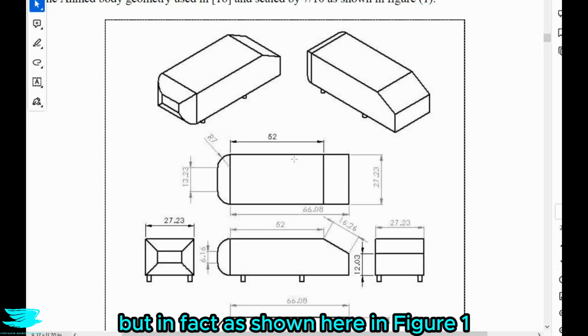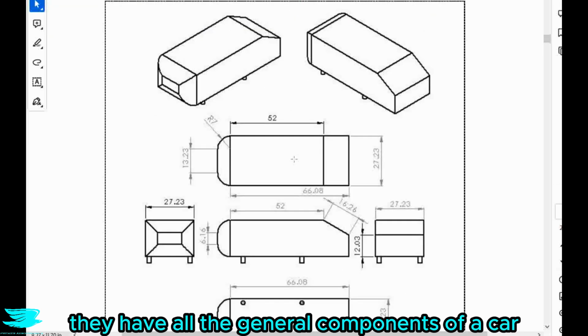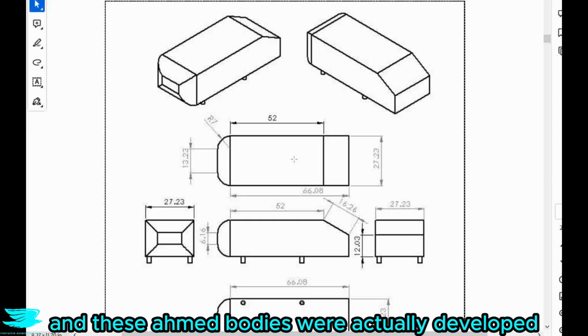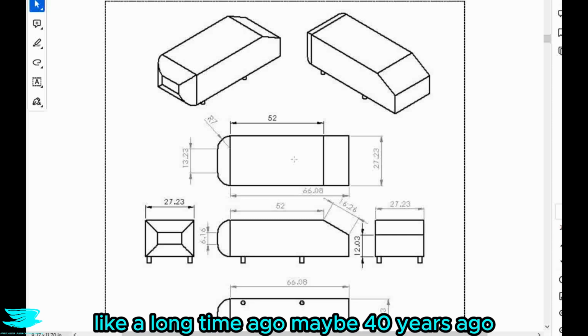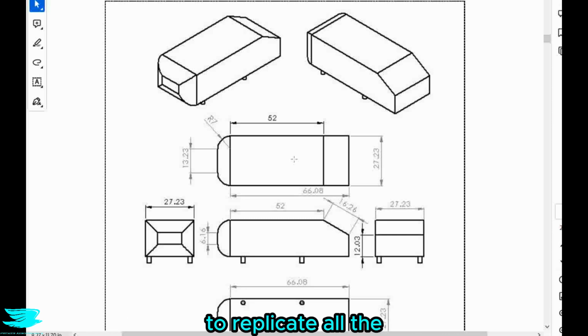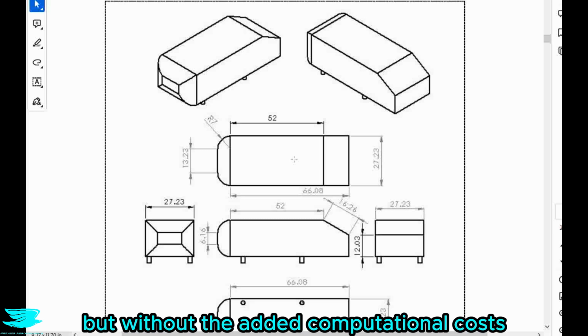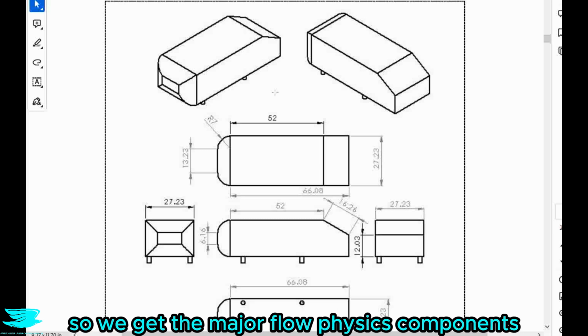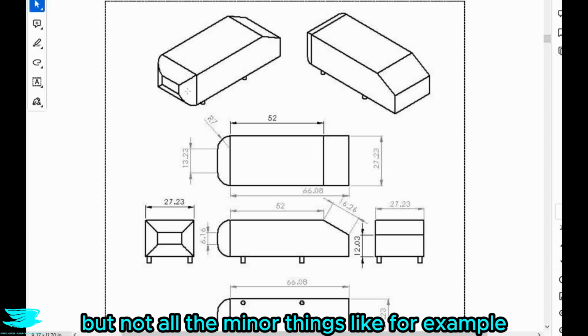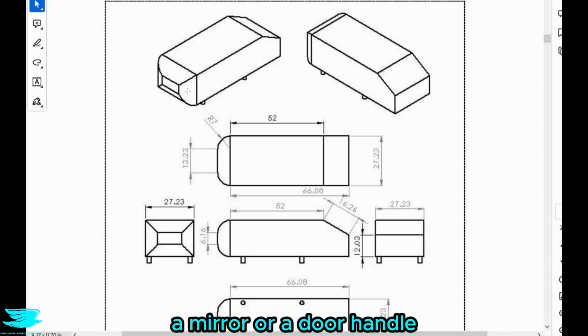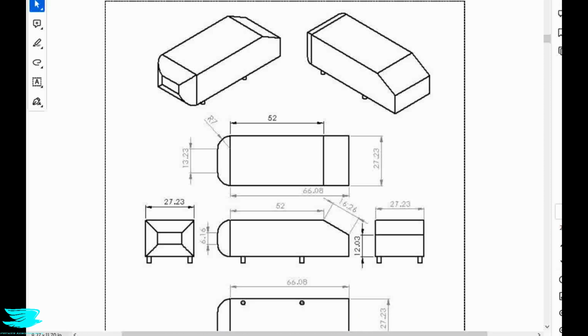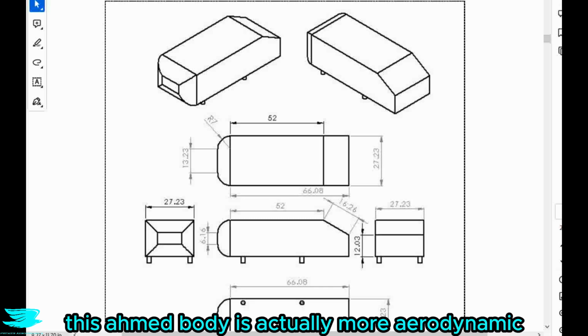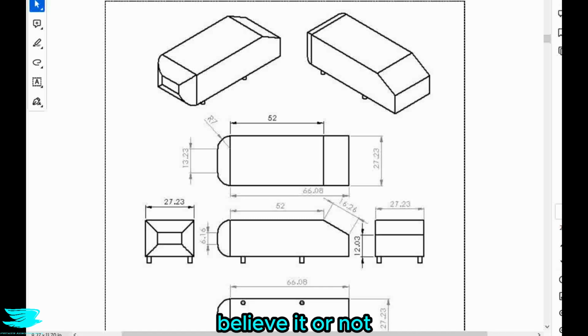To do that, they looked at two armored bodies, which may not seem very car-like, but in fact, as shown here in figure 1, they have all the general components of a car. These armored bodies were developed maybe 40 years ago or so, to replicate all the other major flow physics of a car, but without the added computational costs. So we get the major flow physics components, but not all the minor things like, for example, a mirror or a door handle. And compared to some cars, this armored body is actually more aerodynamic, believe it or not.